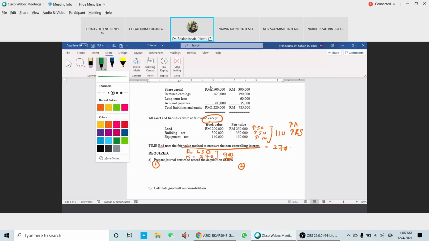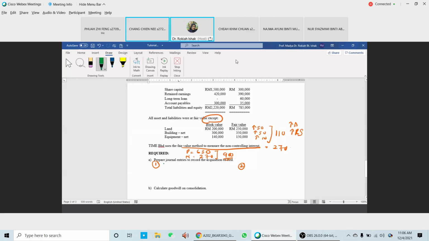The first journal entry: investment in subsidiary Red Berhad, debit side 630,000. Debit 630 and then credit cash 180, credit share capital 450. Okay, thank you. That was the first one.